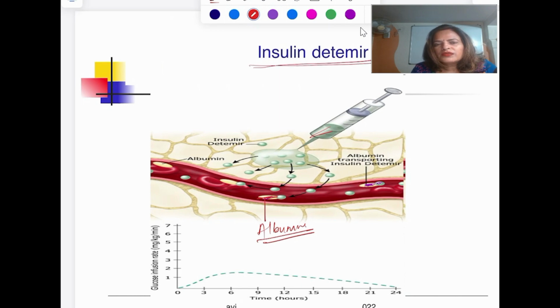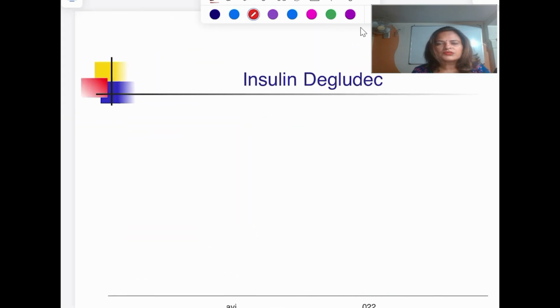Same is with the insulin degludec. That is also going to supply the insulin over a period of 40 hours. So these insulins are also called peakless insulins. We give a single injection and they are going to take care of the basal control, the basal requirement of the insulin. So this is about the insulin degludec.